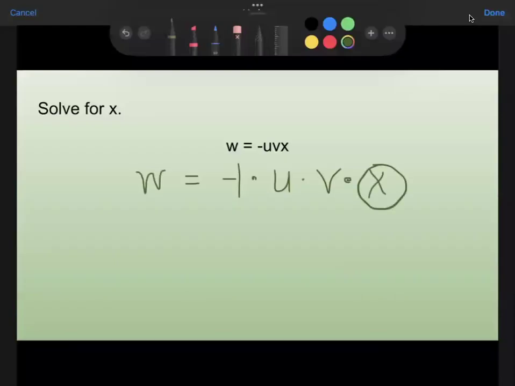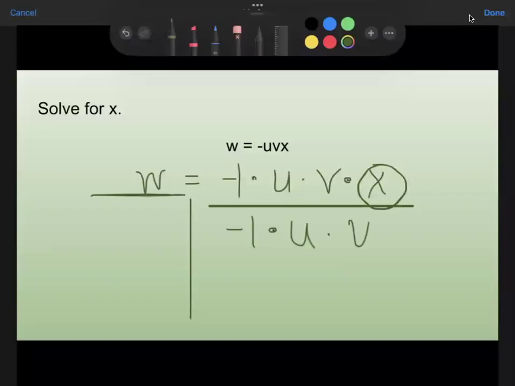All of these other things are being multiplied by X. The opposite of multiplying X by all of these things is to divide. So I'm going to divide by negative 1 times U times V, and I'm going to do that over here as well.